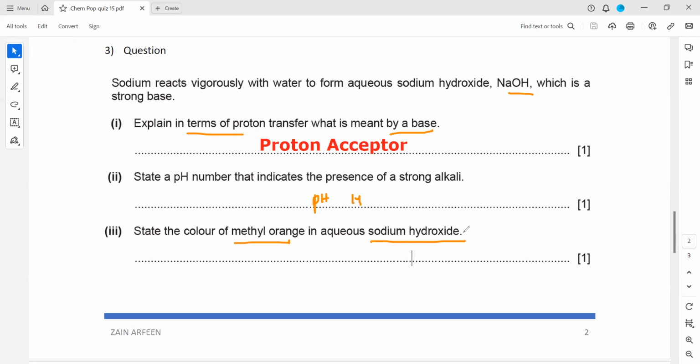State the color of methyl orange in sodium hydroxide. When we have an alkaline solution, it will be yellow.